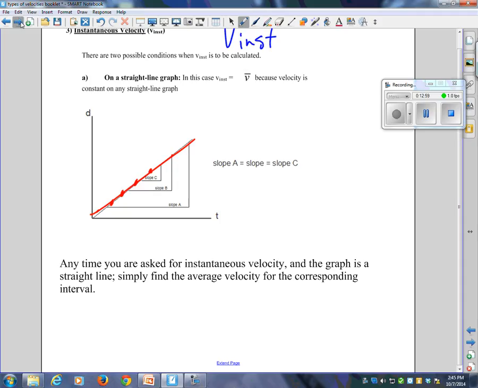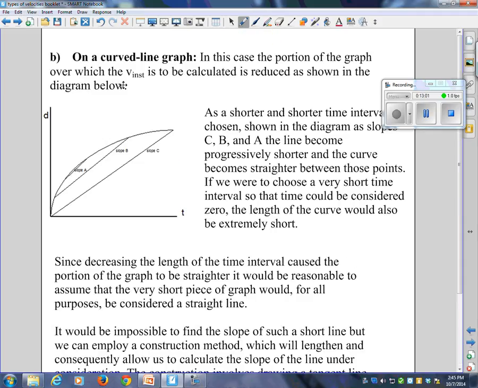The difficulty arises when you get a curved line graph. How many people are intending to take calculus or advanced math? This is the basic theory behind calculus. University professors will spend hours and hours and hours on it, and I'll give you the 30-second version.